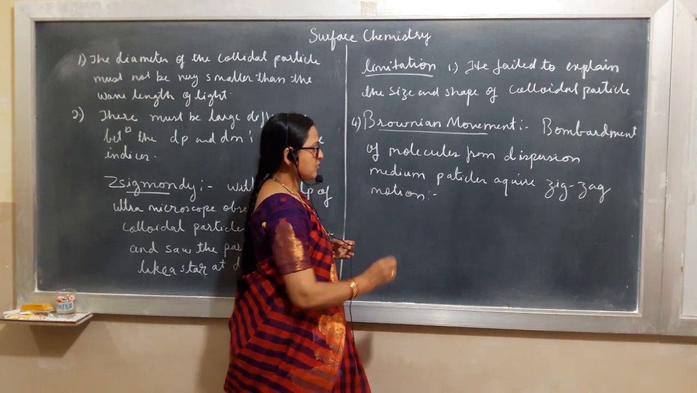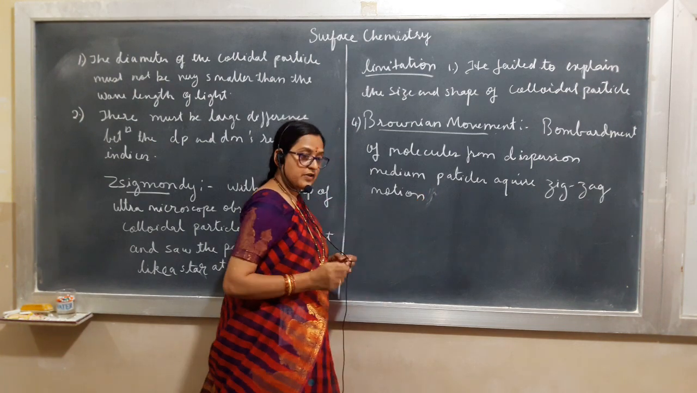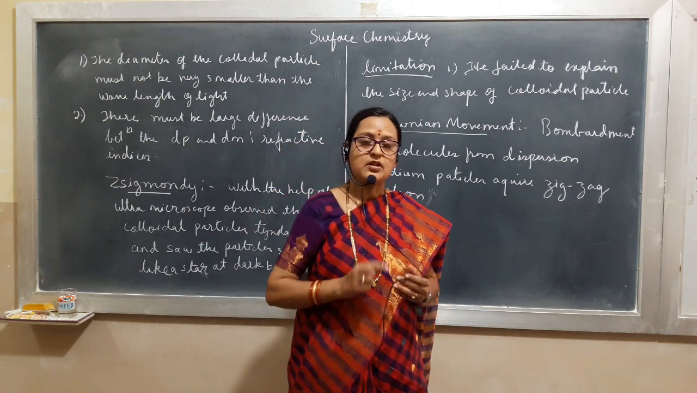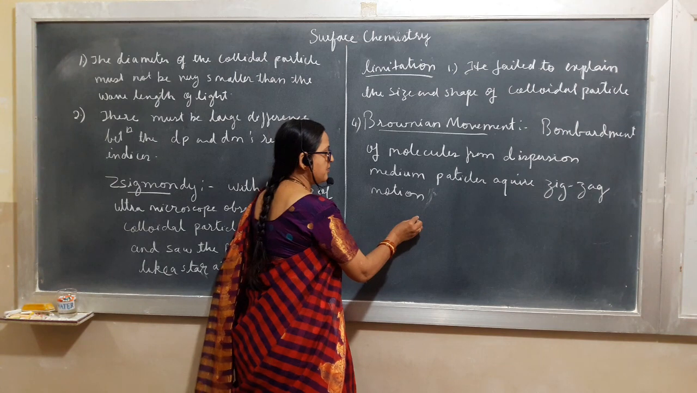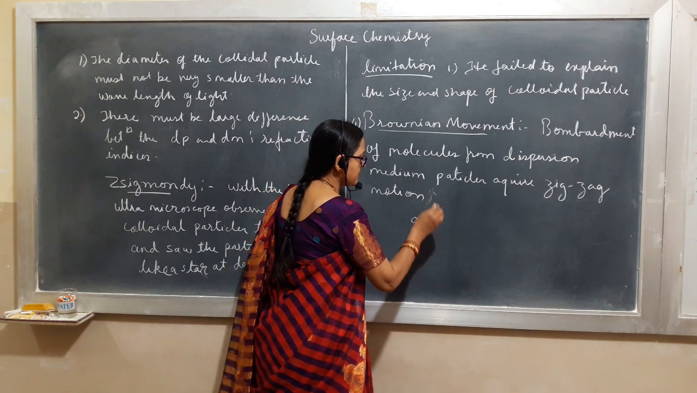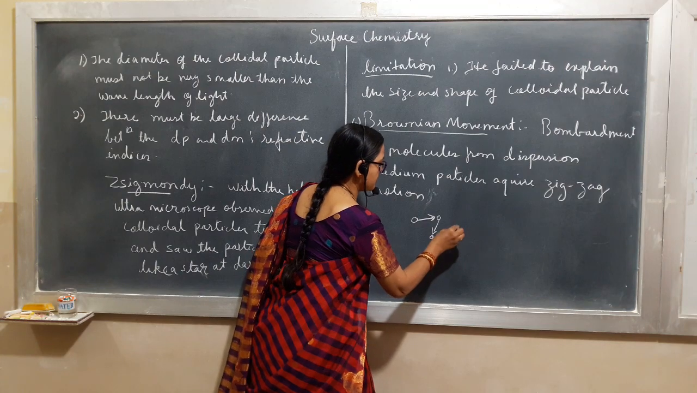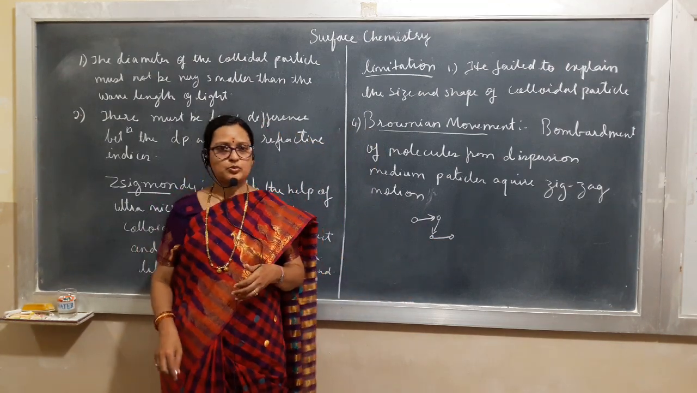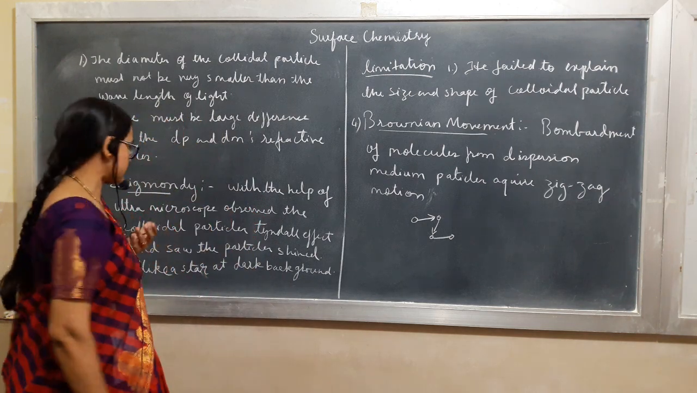This depends on two things. One is viscosity, another one is size. If size is smaller and viscosity is lesser, then the particles will move faster. So these particles are always in a zigzag motion. They will move in any direction. So movement of particles in a zigzag motion is called Brownian movement. After that, we shall move to the coloring property of these colloidal particles.